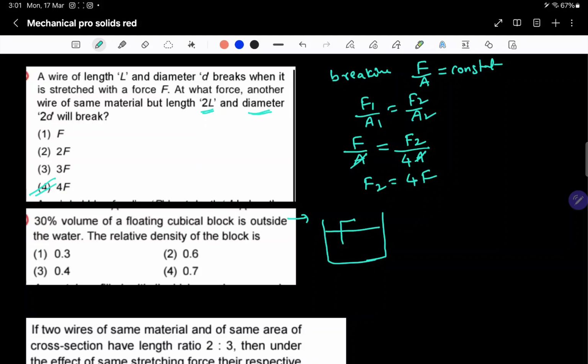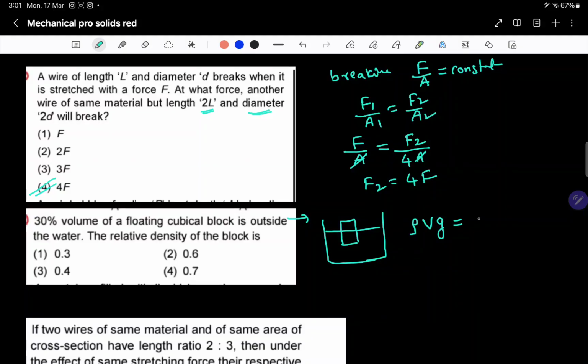30% floating, students, is nothing but 70% inside the water. You know, the weight of the block, partially immersed or completely immersed, is equal to the weight of the fluid displaced. Archimedes principle, you know very well. The weight of the block is mass, which is density into volume. Density of block rho, volume of block V, g.